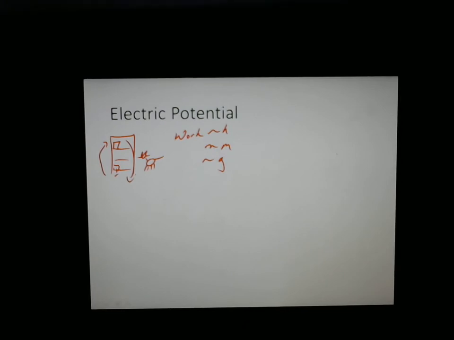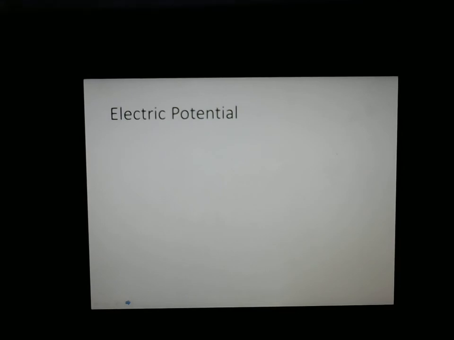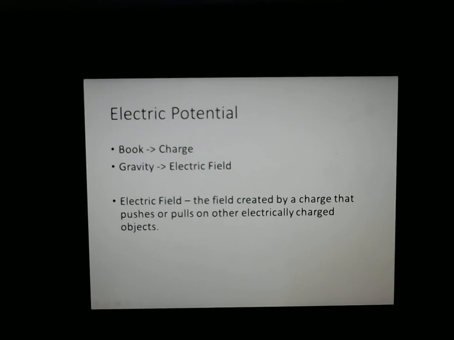Okay? Now this analogy is really good for electrical potential energy, except instead of a book, we're going to have a charge, like an electron. Instead of gravity, we're going to have an electric field. Now, an electric field is something that applies a force to anything with an electric charge, the same way gravity is something that applies a force to anything with mass. So all we're doing is, instead of talking about things with mass, we're talking about things with charge.